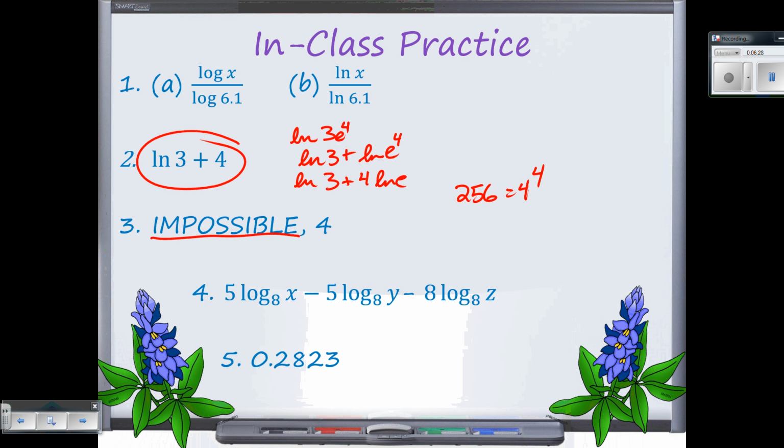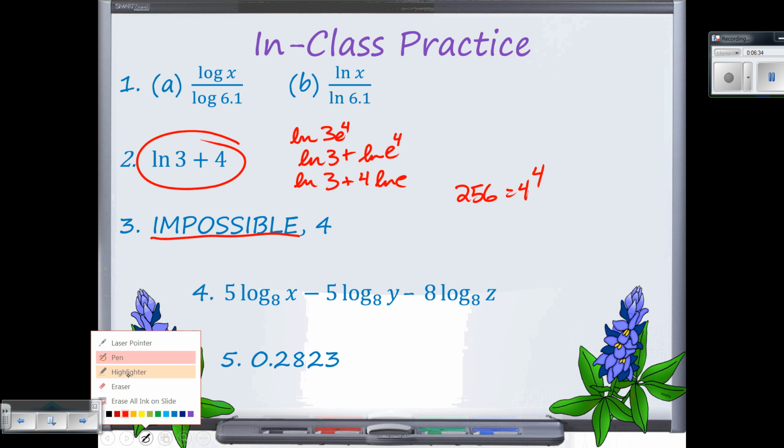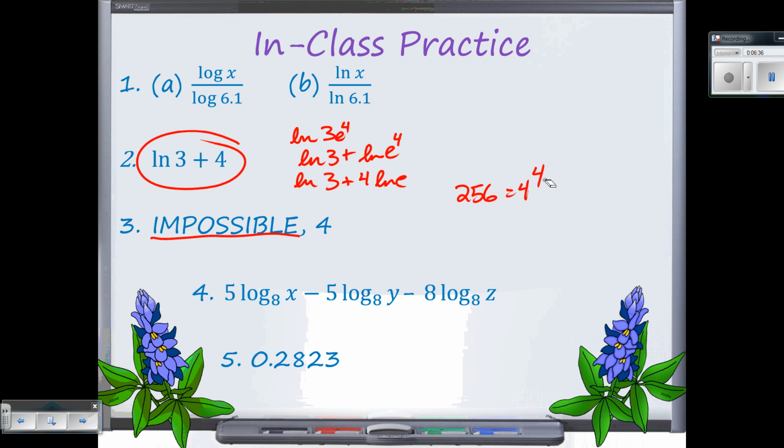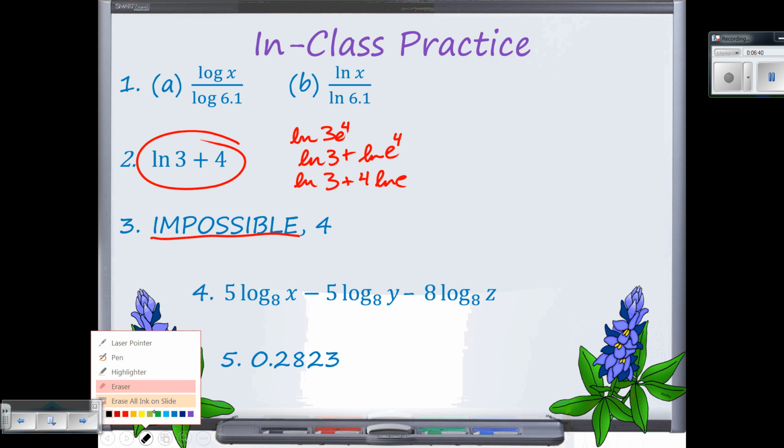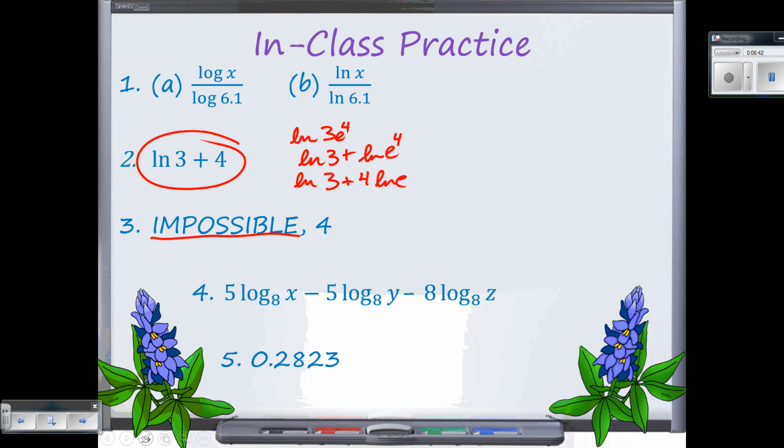Alright, this is the one I was talking about that is going to cause you grief. Let me do this one and show you what I'm talking about. I'm going to erase this so I have a little more space. Okay, so you're given for number 4, log base 8 of x to the 5th over y to the 5th z to the 8th.